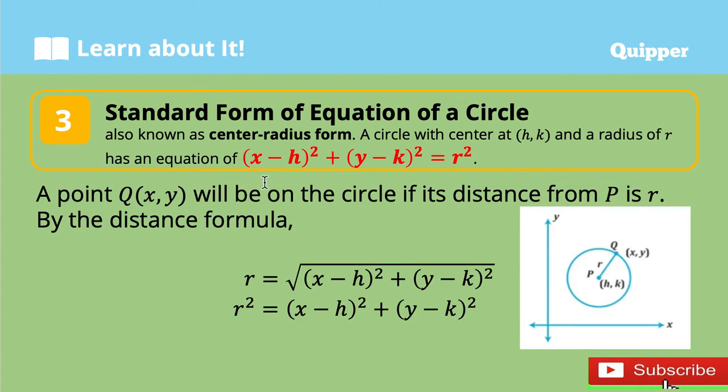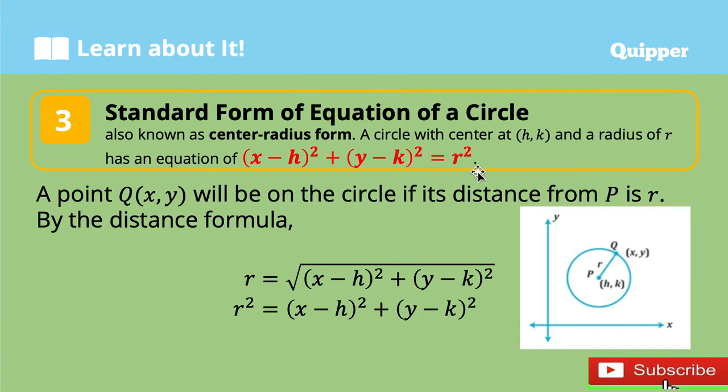Next, we have the standard form of the equation of a circle. It is also known as the center radius form. A circle with center at (h, k) and a radius of r has an equation of (x minus h) squared plus (y minus k) squared is equal to r squared. This equation is derived from the distance formula.